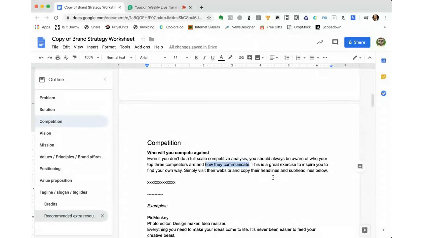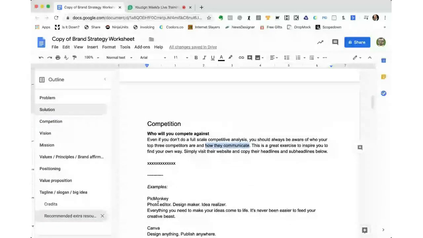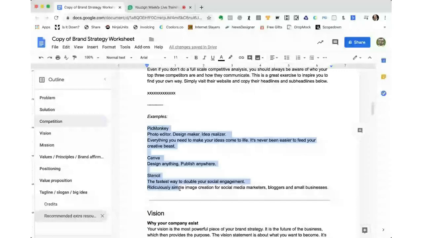Do nothing right now other than go to their website and copy their headlines and their subheadlines. And if you'll do that in this worksheet, and you just list who your top 3 competitors are. For example, what Usign did was they took PicMonkey, Photo Editor, and let's see, who else do we have here? We picked PicMonkey, Canva. Who else do we have down here? And Stencil. Okay. Now, those are the top 3 competitors: PicMonkey, Photo Editor, Design Maker, Idea Realizer. Those are great titles, right? They're great. I like these headlines.